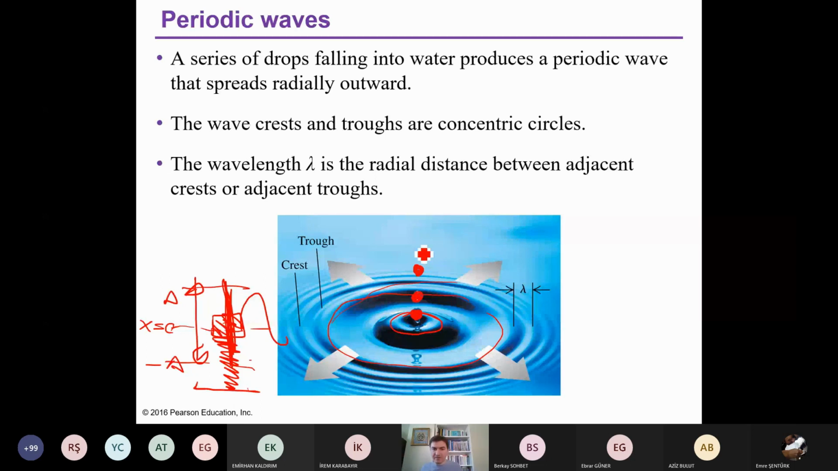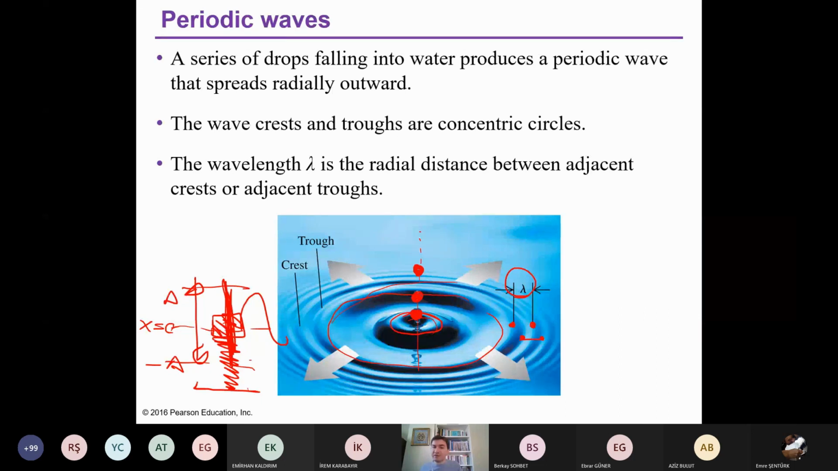Wavelength is this one. This is the crest, this is the crest. Or here we have a trough, here we have a trough. This is also the wavelength, okay? Because the wave shape is repeated within this distance.